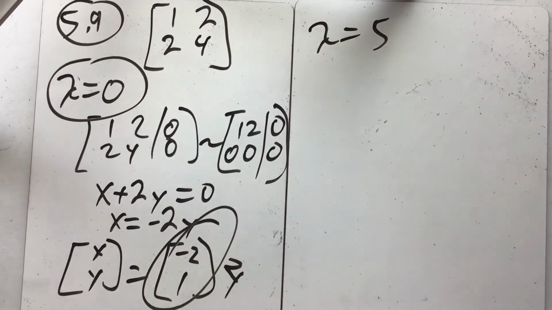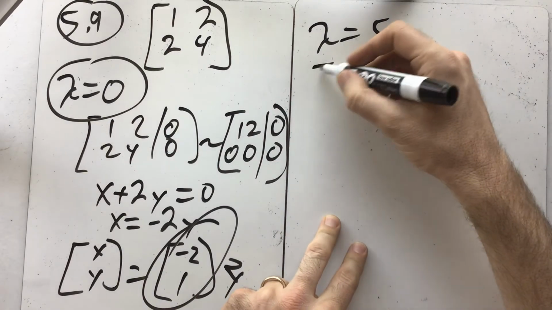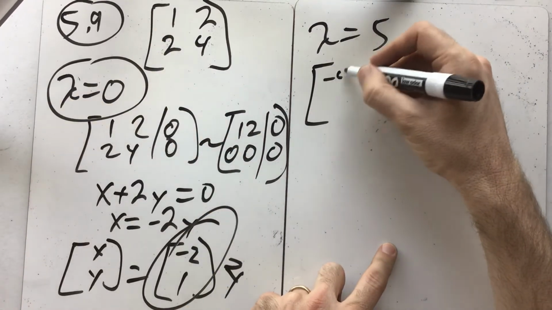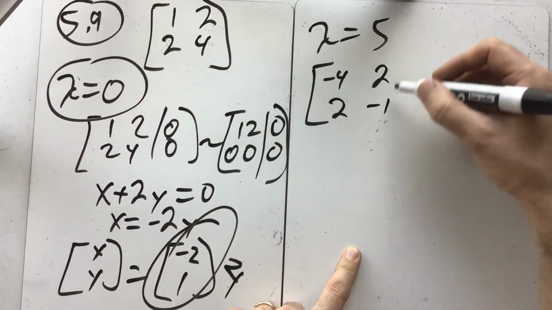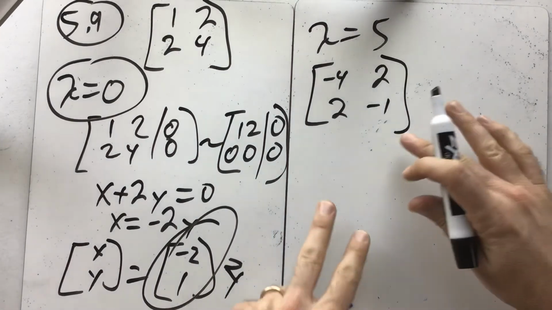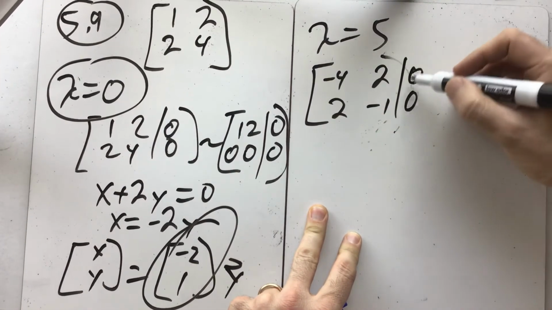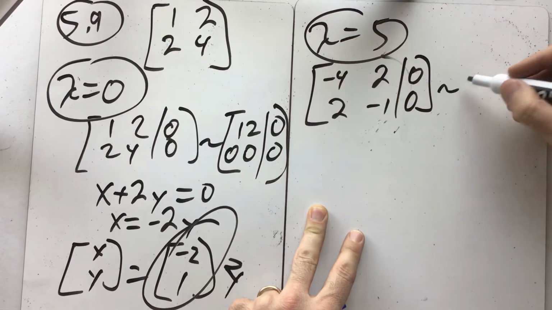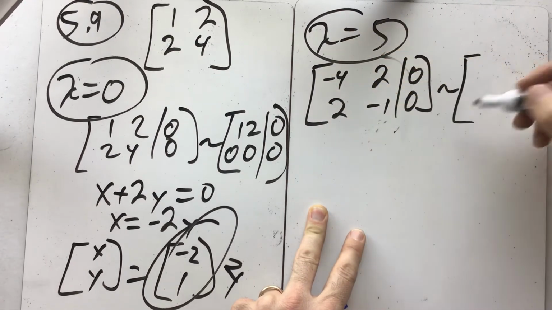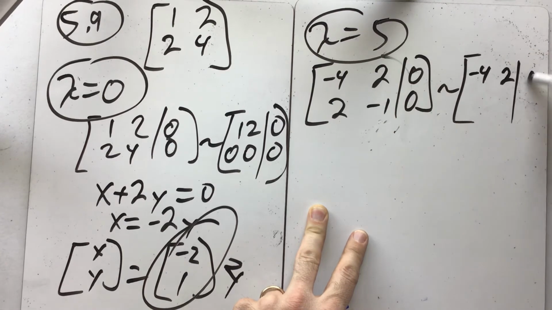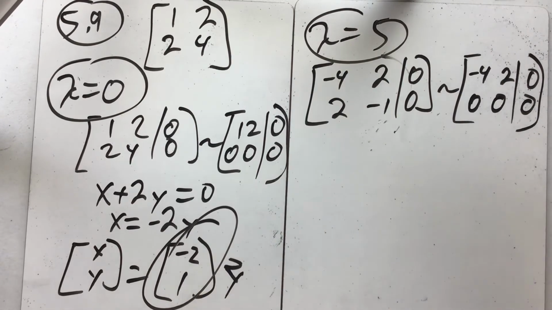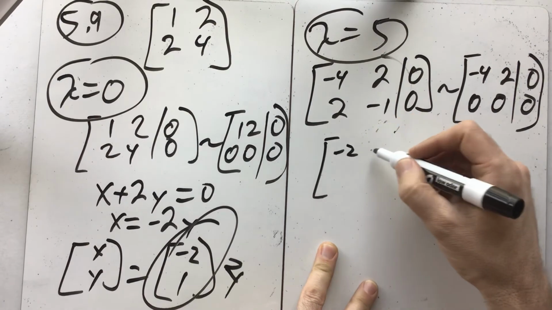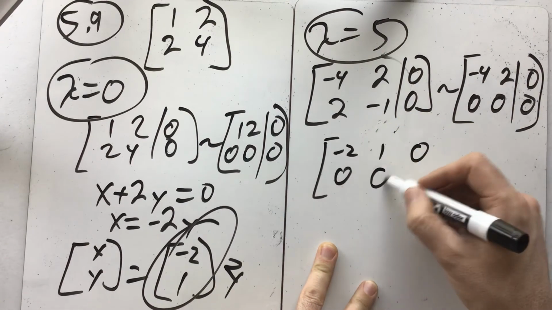I'm not sure that it will. Let's see. If we do lambda equals 5, then we get 1 minus 5 is negative 4 and 2, and then 4 minus 5 is negative 1. And so now we need to row reduce this. Let's put these equal to zeros here. And let's row reduce this. Well, in the first row reduction, this and this cancel, and so we get negative 4, 2, 0, 0, 0, 0. And then I should row reduce that. I'm going to do this a little bit differently. What if I make this equal to 1? So what if I make it negative 2, 1, 0, 0, 0, 0.